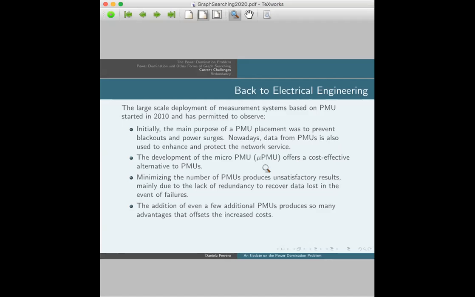And finally, another issue that has influenced the current problems with PMUs is the development of the micro PMU, which is a cost-effective alternative to a PMU, practically inexpensive. So some desirable solutions to the PMU placement correspond to non-minimal solutions to the power dominating set.